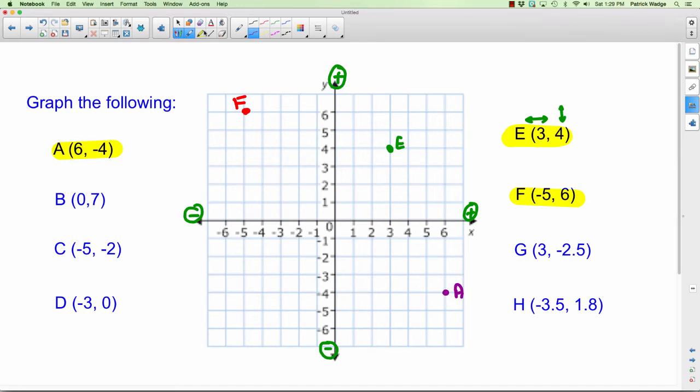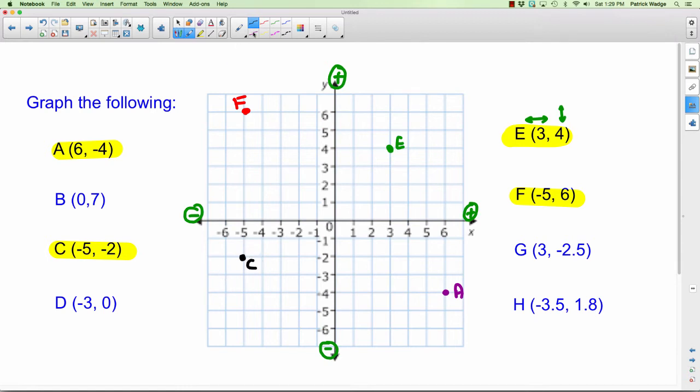All right, let's go with C next. Negative 5, negative 2. So we start at the origin. It's negative, so we're going this way. 1, 2, 3, 4, 5. And it's negative again. 1, 2, there is point C.